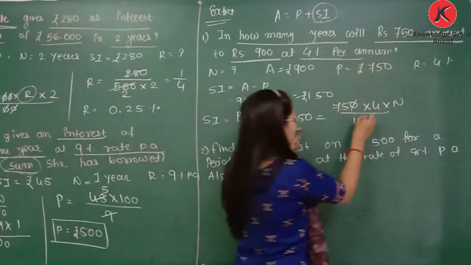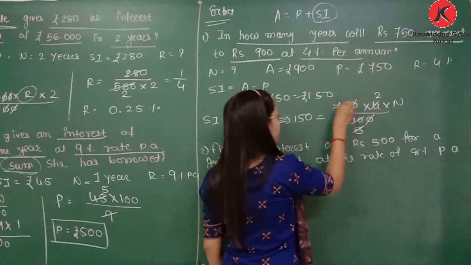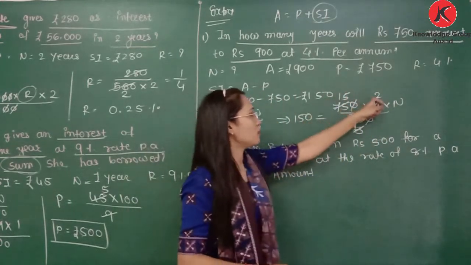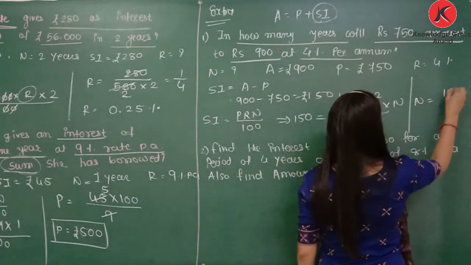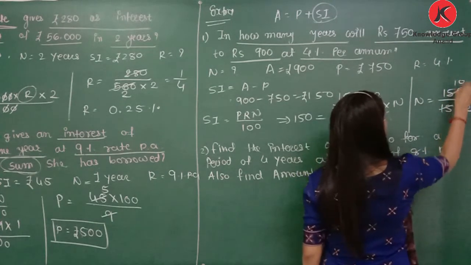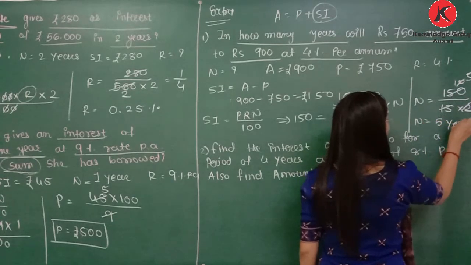Now 5 is a 2, 15 5 is 7. Now take this 15 and 2 in a denominator. So here we have n is equal to 150 divide 15 multiplied 2. So n is equal to what? 5 years.